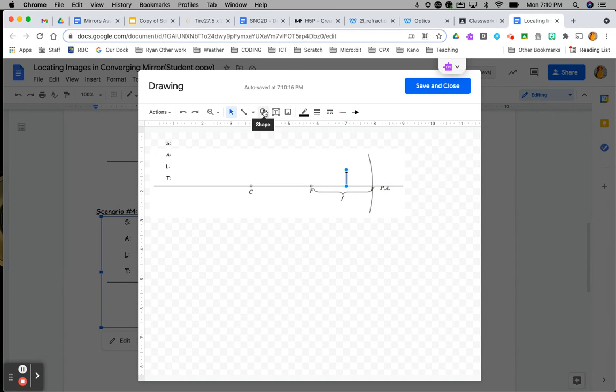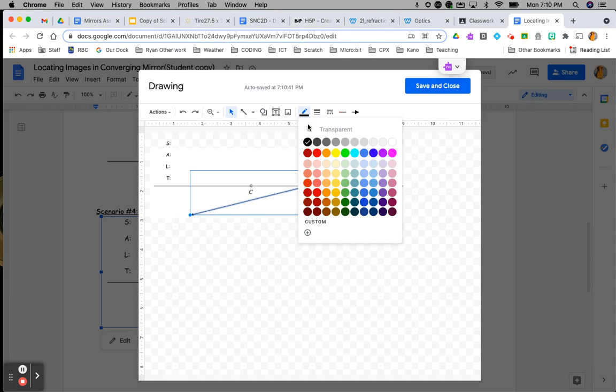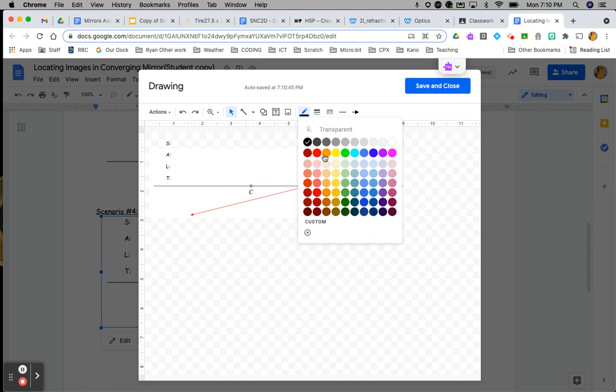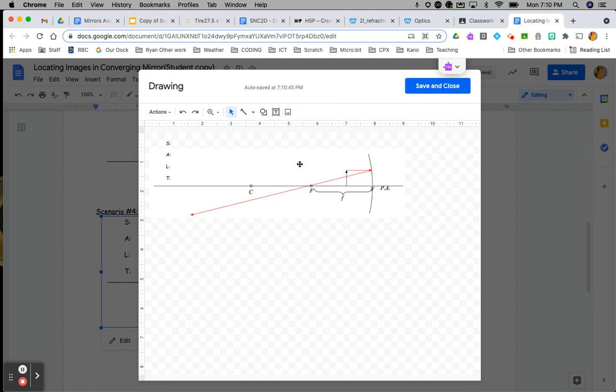Okay. So the first thing I'll do is I'll use rule 1. I'm going to go parallel to the principal axis until I get to the mirror. Once I get to the mirror, I'm going to reflect the line off the mirror and go through the focus. I'll make those two lines red just so they're nice and easy to see. All right, so there's my first one.